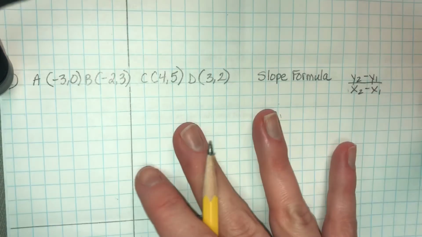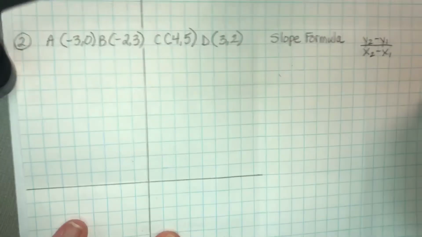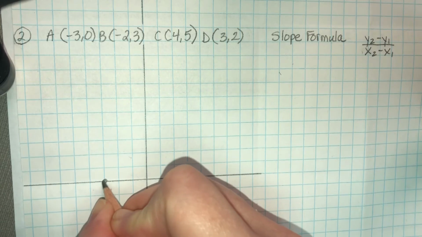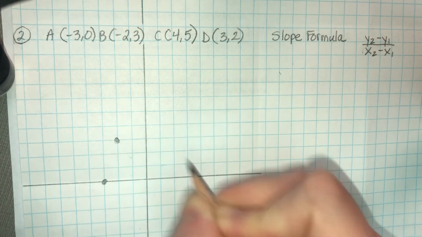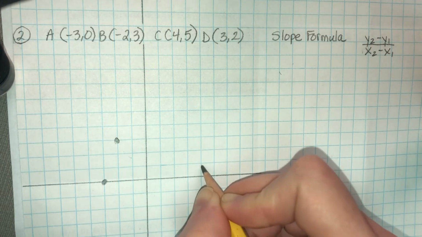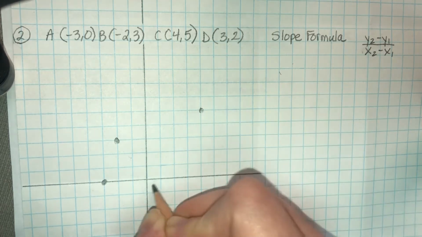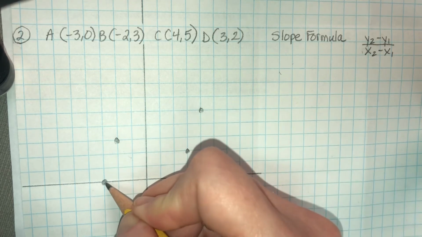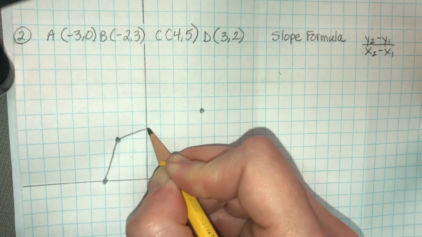So let's start by plotting the 4 points on the graph. Okay, negative 3, 0, negative 2, 3, 4, 1, 2, 3, 4, 5, and 3, 2. What do you think? Do you think it looks like a rectangle?